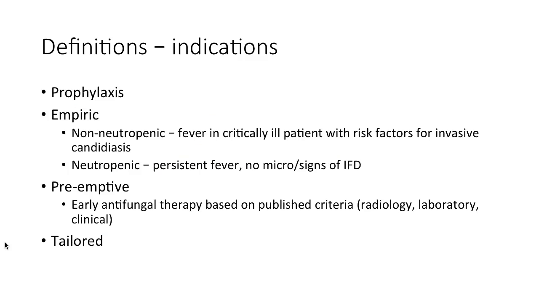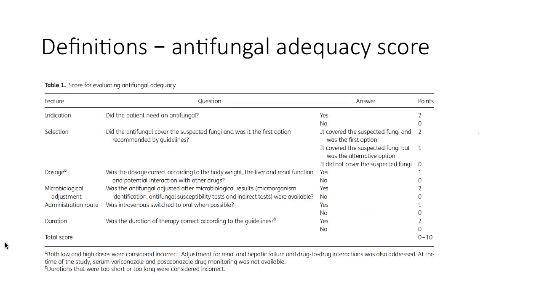Looking at the definitions, and defining what indications we're looking at, these are pretty standard definitions. So prophylaxis in the non-neutropenic patient. They looked at preemptive therapy, which they defined as early antifungal therapy based on prescribed or published criteria, for example, the Candida score in intensive care patients. And what we would call directed or targeted therapy, tailored therapy, where they did have a final diagnosis of proven or probable invasive fungal disease.